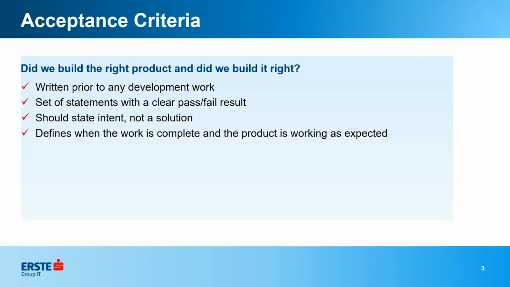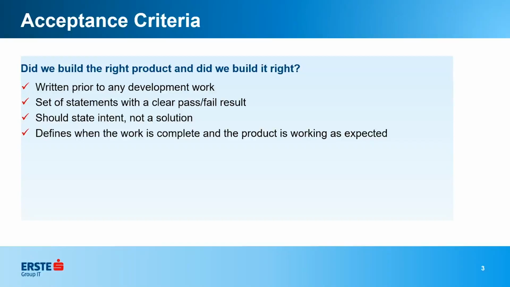Okay, and it defines when the work is complete and the product is working as expected. So remember I stated before that if you have stories that you are seeing go from sprint to sprint to sprint without being completed, a lot of times that's a lack of good acceptance criteria because people don't know when they're done. They think, okay, this feature is done. I think I'm done, but there's a few more things I need to do. I wasn't sure if this was included, so I went ahead and kept working on it. It should not be that way.